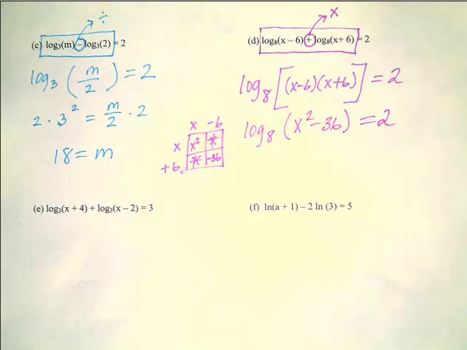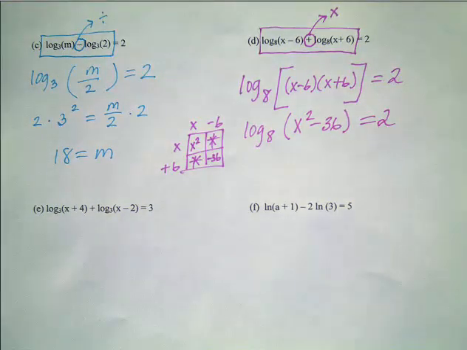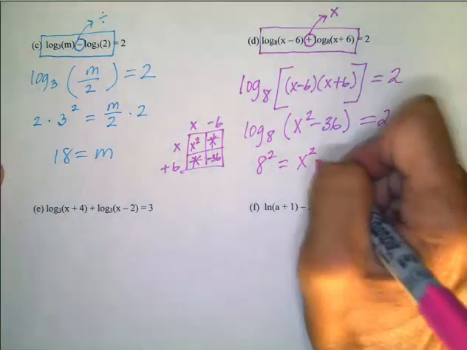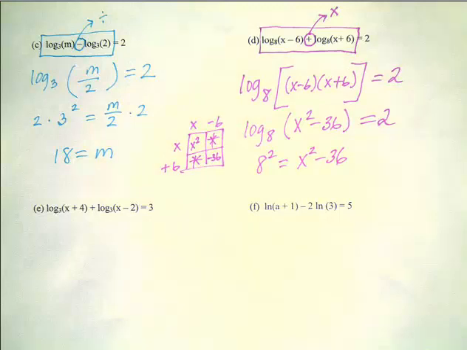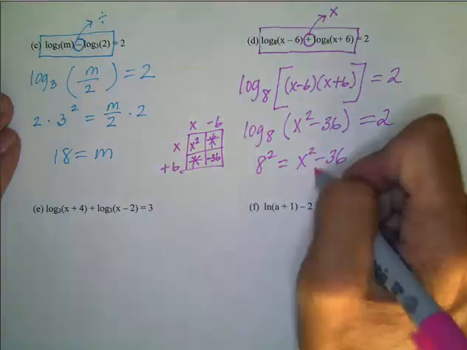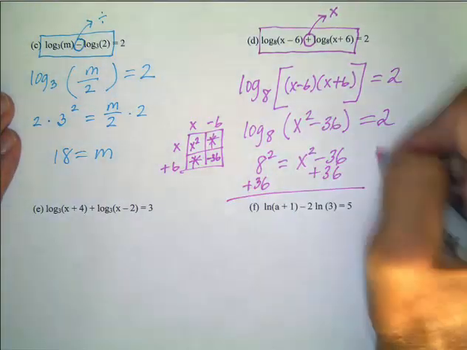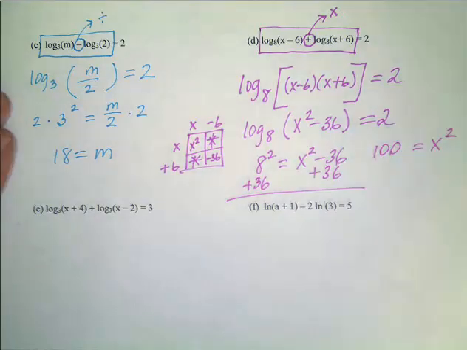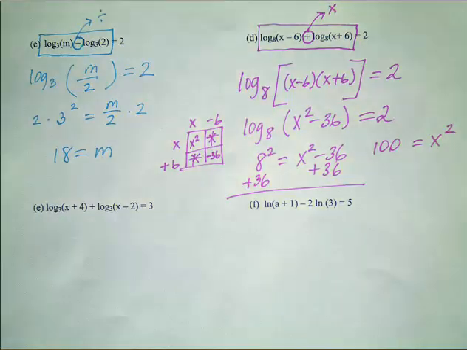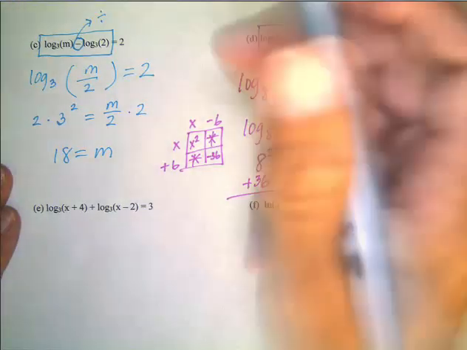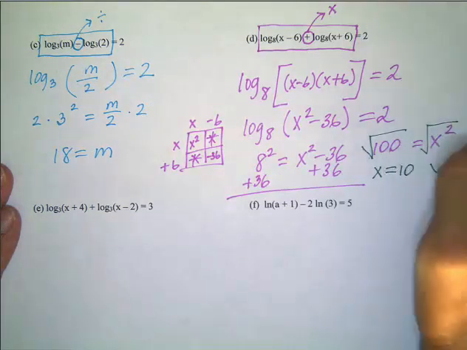How do I undo a log? Well, you write it as an exponent. So 8 to the second equals x squared minus 36. So I'm going to add 36 to both sides. And again, I can put that in the calculator, or if I can do it in my brain, I have 100 equals x squared. Remember, this is a special kind of equation. It doesn't have that middle term. So I can just take the square root of both sides. And I have to remember it's x squared. So I have 2 answers. So x equals 10 and x equals negative 10.